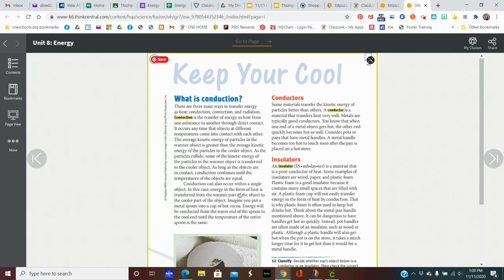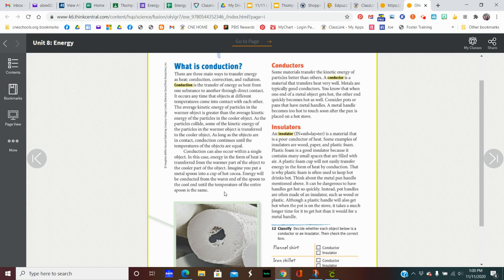Conduction can also occur within a single object. In this case, energy in the form of heat is transferred from the warmer part of the object to the cooler part of the object. Imagine you put a metal spoon into a cup of hot cocoa. Energy will be conducted from the warm end of the spoon to the cool end until the temperature of the entire spoon is the same. So remember that conduction is when they transfer with direct contact.